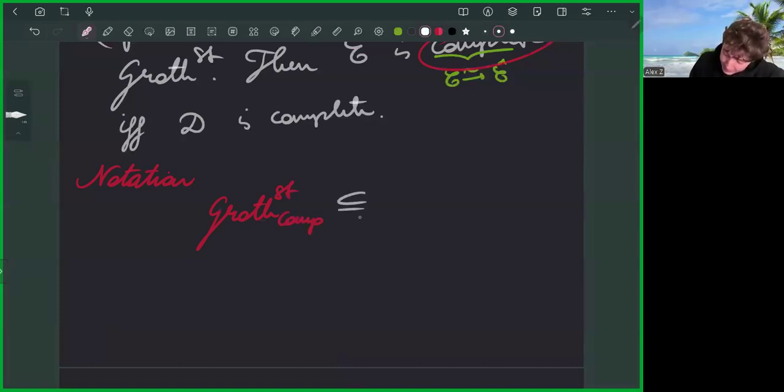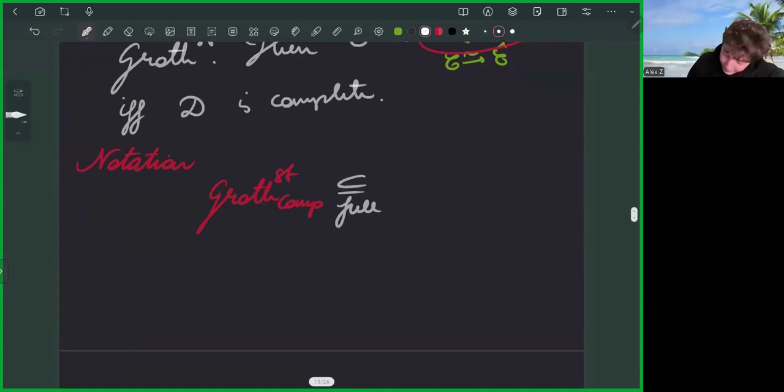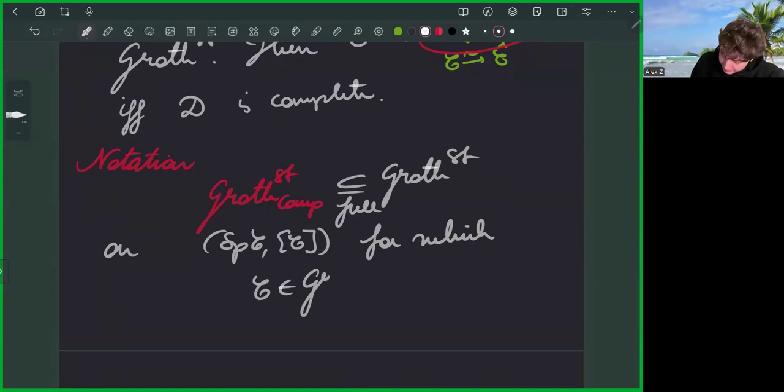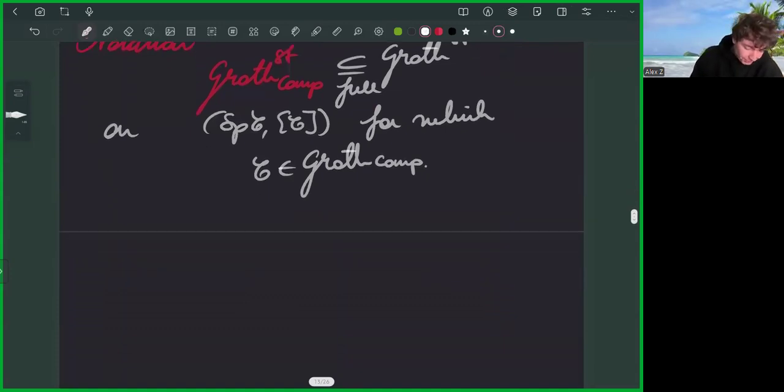And we again do it as a full subcategory of Groth ST on the objects SP C for which C is an object in Groth comp, so the complete Grothendieck pre-stable categories. We do precisely what I said. We just again restrict to the full subcategory of those things where the connective part is now complete.